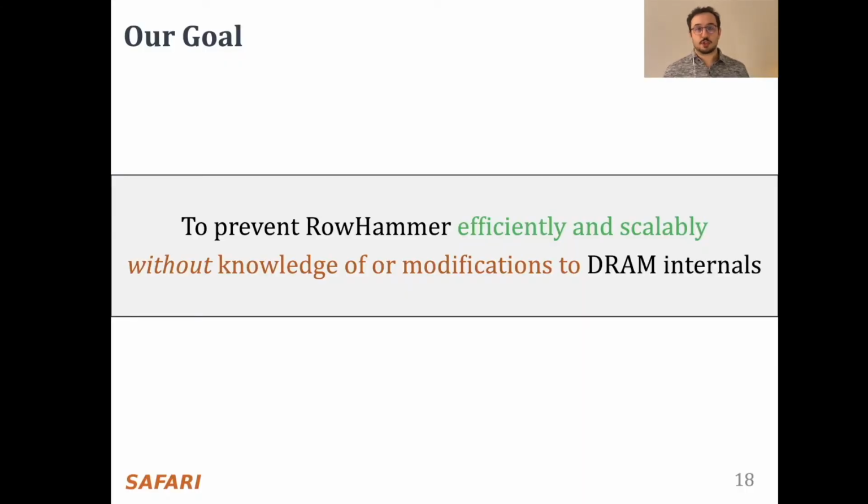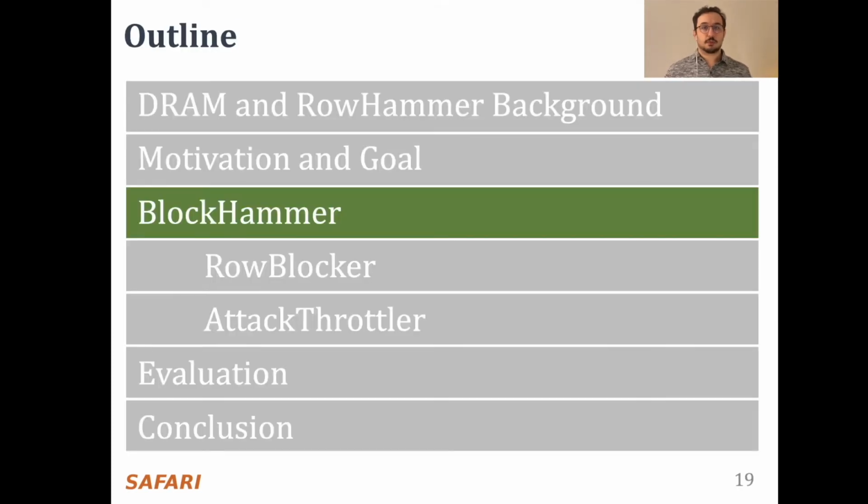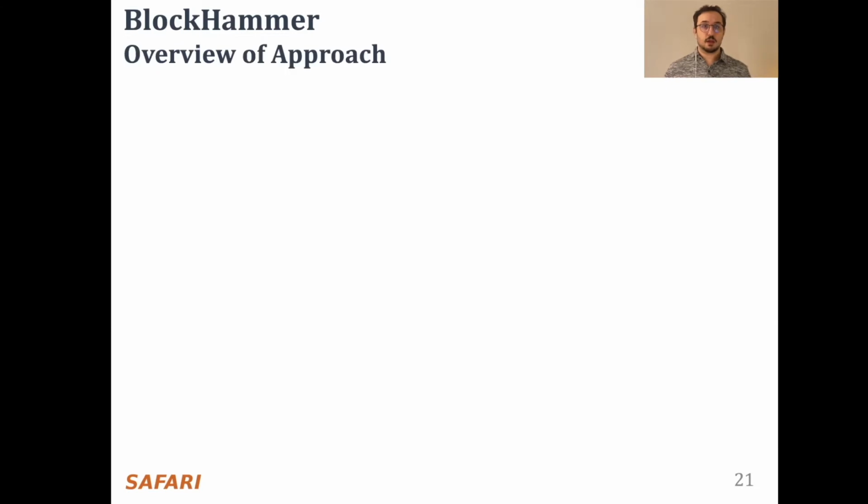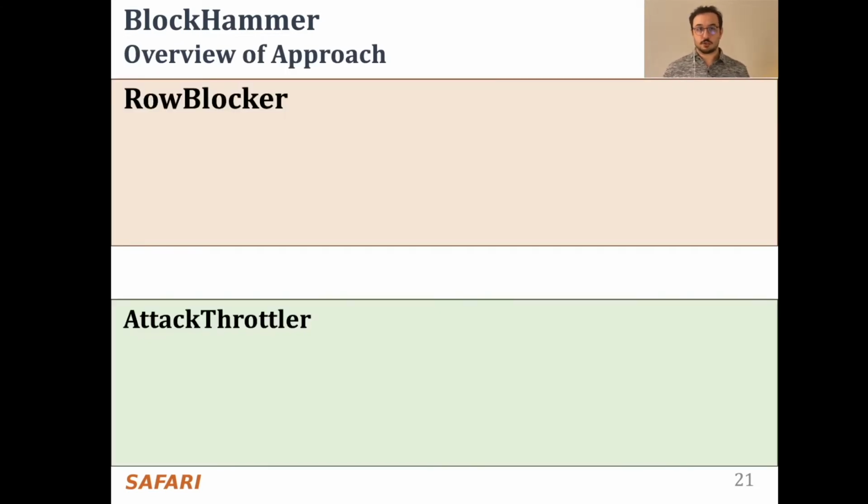To address these two challenges, our goal in this paper is to prevent RowHammer efficiently and scalably without knowledge of or modifications to DRAM internals. Let's look into our mechanism, BlockHammer. BlockHammer's key idea is to selectively throttle memory accesses that may cause RowHammer bit flips. BlockHammer consists of two mechanisms, row blocker and attack throttler.